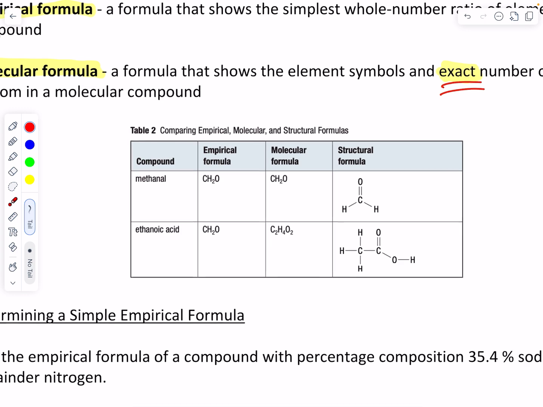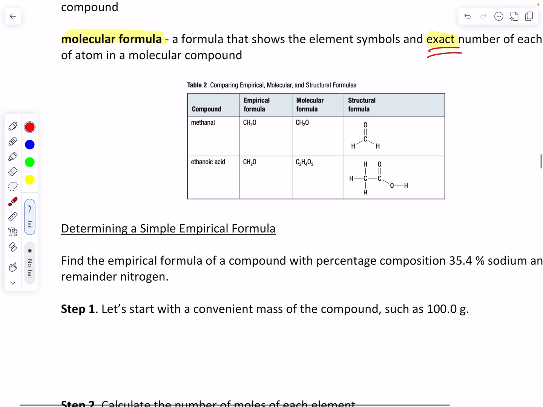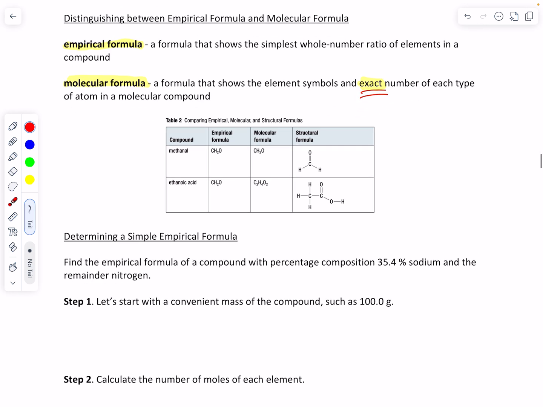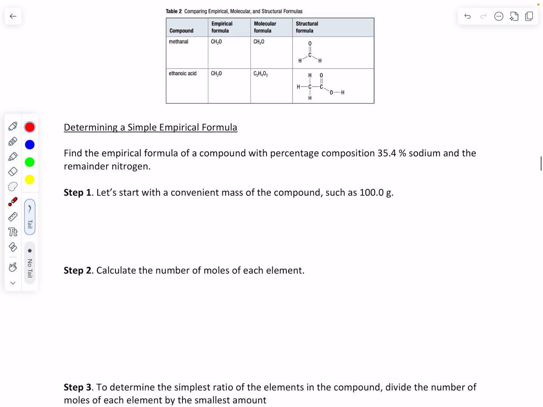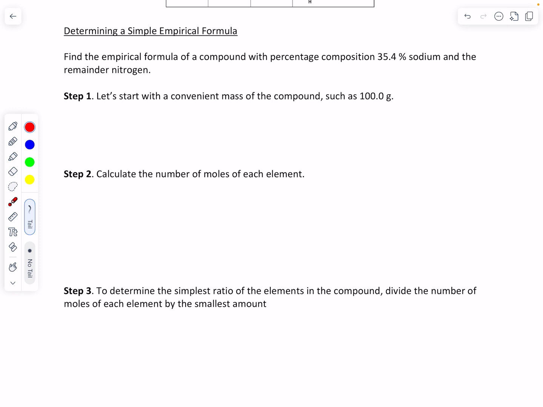When we do experiments in labs, we can find the empirical formula, and then we would need to find a way to determine the molecular formula to know the exact number of each type of atom in the molecular compound. Let's try an example. Determining a simple empirical formula. Find the empirical formula of a compound with a percentage composition of 35.4% sodium and the remainder nitrogen.